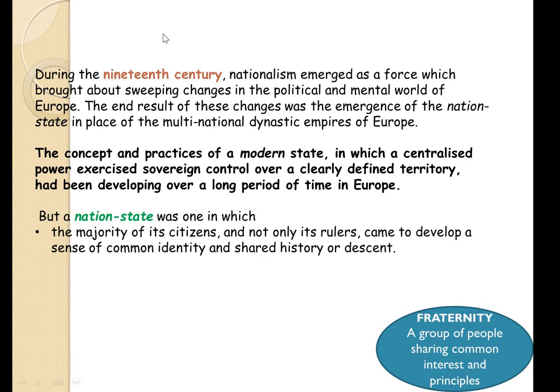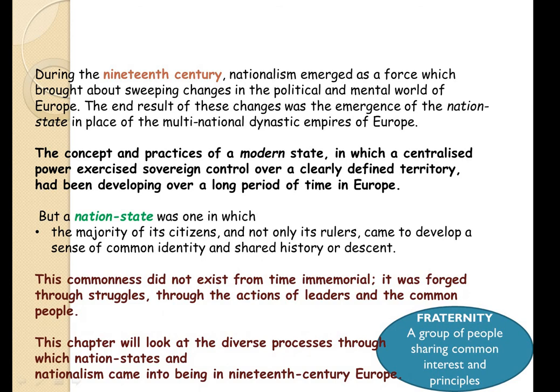So with these points, I hope you're clear about these terms, nation state, because as a history student, you should know about these terms when you write your answer and use it at the right place. Okay? And also about the modern state and how things changed after the 19th century. Now, what do you mean by commonness? This commonness did not exist from time immemorial. It is not that these commonalities came all of a sudden. That is the point which is mentioned here also.